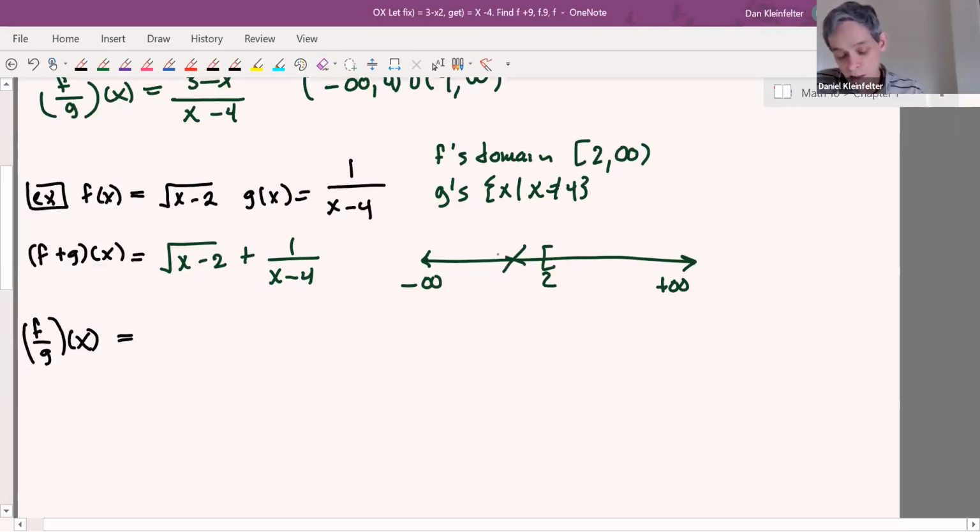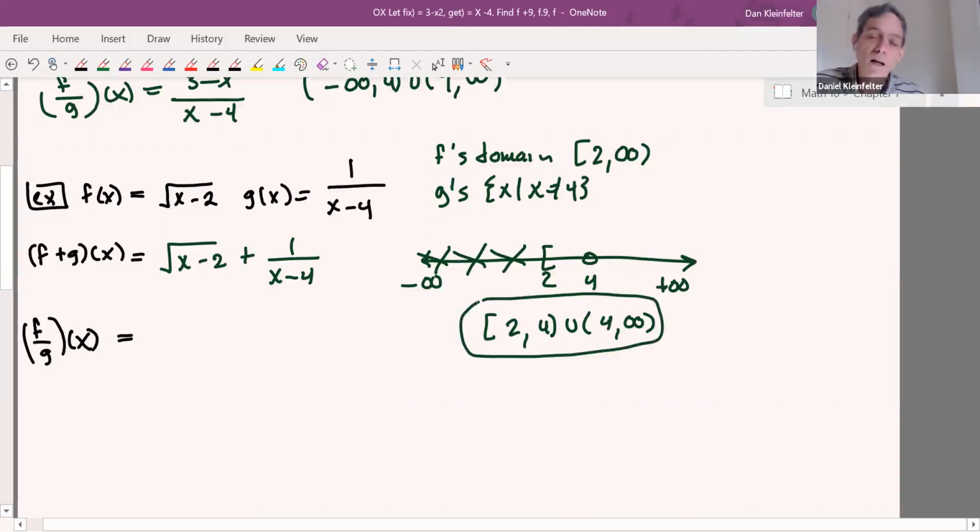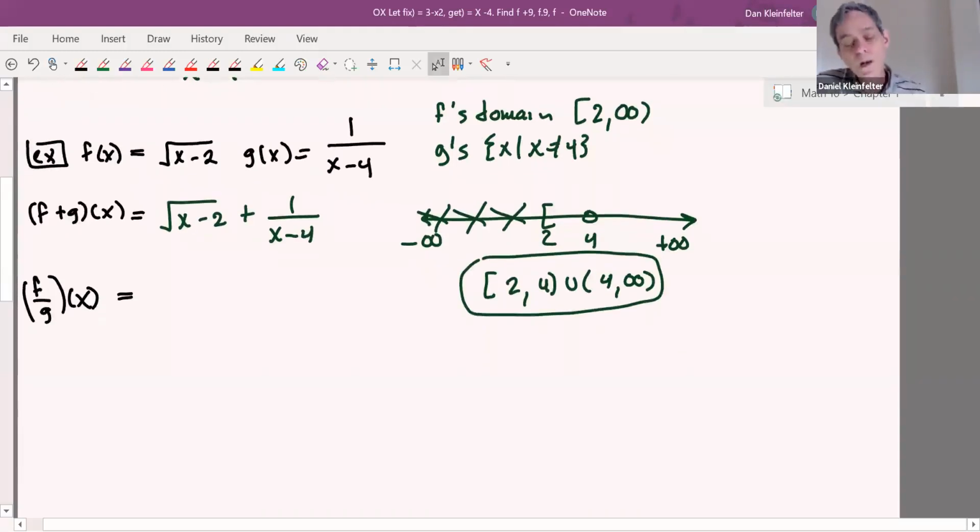So we'll take all the numbers to the left of 2 and throw those out. Okay, so just 2 to infinity for f's sake. But then g requires us to not have 4. So we're going to punch a little hole in here at 4. Then the domain will be from 2 up to 4. And then we'll have a round parenthesis because the 4 itself is not included. And then from 4 up to infinity. So that will be the domain on our sum function.